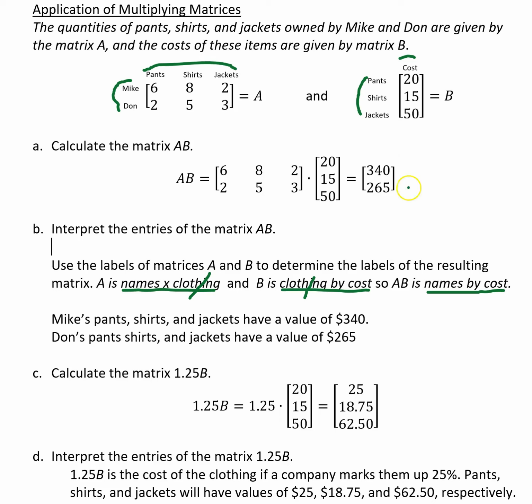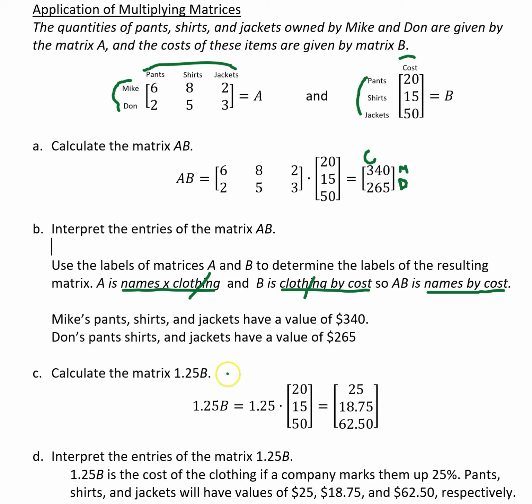Now that helps us to interpret what these numbers 340 and 265 are. We know that the names, which were Mike and Don, go along the horizontal, and we know the cost is along the top. So Mike's pants, shirts, and jackets have a value of $340. Don's pants, shirts, and jackets have a value of $265. Okay, so that is multiplying matrix A and B.